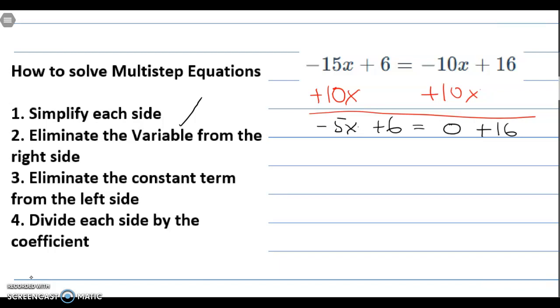All right, the next step, got that done. The next step, eliminate the constant term from the left side. So we're going to eliminate this term. And really what happens is you go one way, then you go the other. So I'm going to go ahead and subtract negative 6 on both sides.